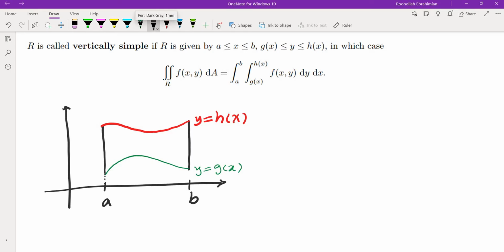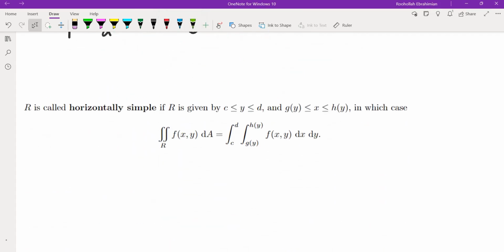So for every given x, the limits of y are going to be from the bottom, which is g of x. So limits of y are from g of x to h of x. And of course, x ranges from a to b. So for every given x between a and b, the limits of y are from bottom to top, g of x to h of x. And this region is called a vertically simple region because it's bounded by two constants on the sides and two functions on top and bottom.